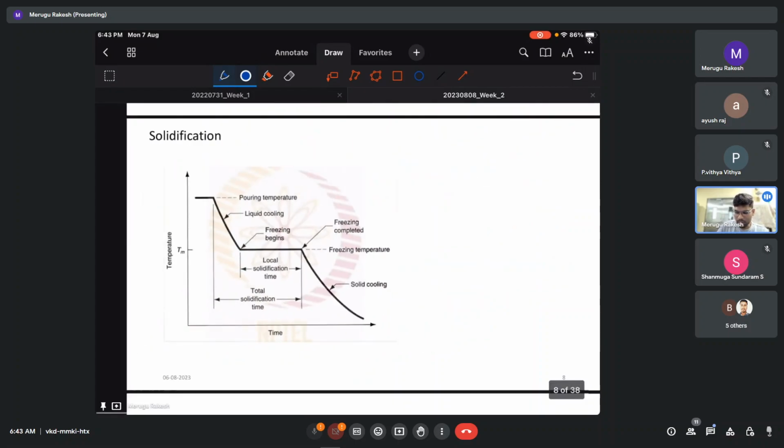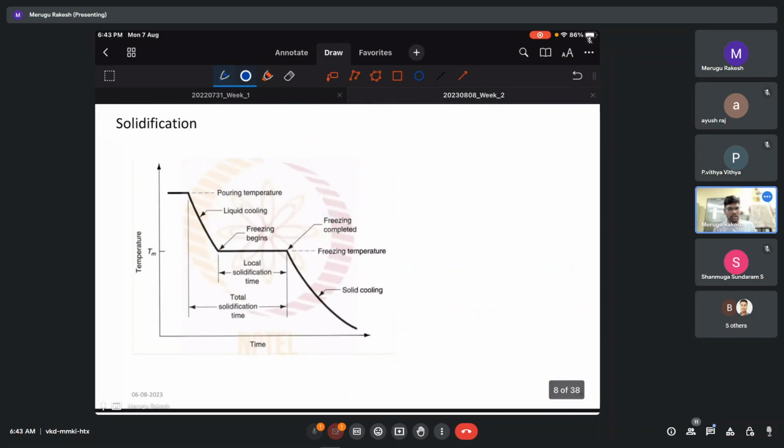So let us move on to the introduction to solidification. I'll come back to this riser design again. We'll solve some of the numericals as well. So let us discuss some of these concepts.